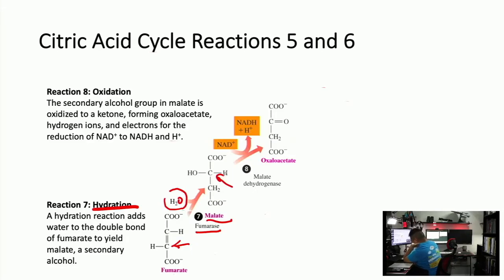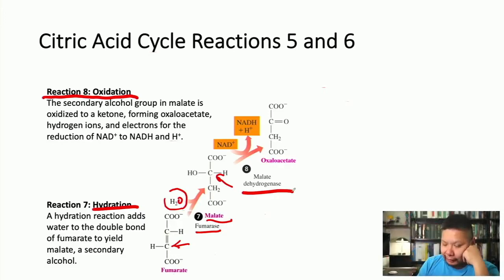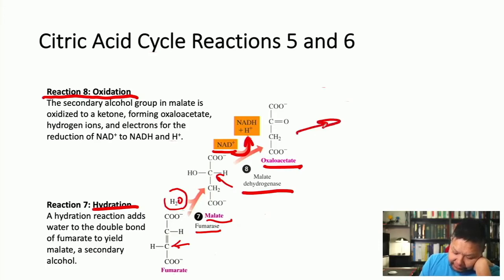And then in the very last reaction of the citric acid cycle, reaction 8, another oxidation occurs where malate encounters malate dehydrogenase and another NAD+. It oxidizes malate, becoming oxaloacetate. Then oxaloacetate moves on to become citrate again, to start the cycle over again. The important thing here is we have another NADH that's going to the electron transport chain.